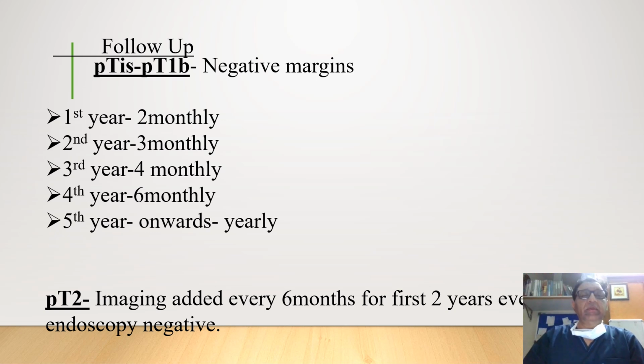If an early T1A or T1B lesion is there with negative margins, it should be a two-monthly follow-up for the first year, then 3-monthly follow-up in the second year, 4-monthly follow-up in the third year, 6-monthly follow-up in the fourth year, and from the fifth year, 1 year onwards. PET imaging is added every 6 months if it is a T2A or T2B growth.